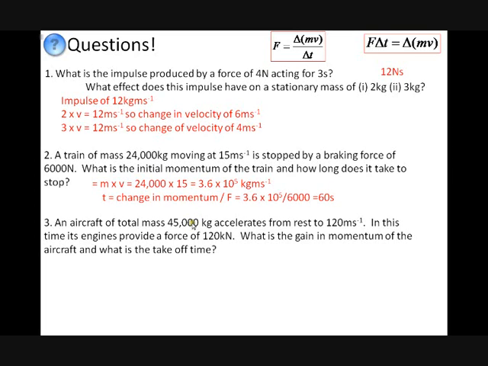An aircraft of total mass 45,000 kilograms accelerates from rest to 120 meters per second. In this time, its engines provide a force of 120 kilonewtons. What's the gain in momentum, and what is the takeoff time, assuming it takes off in this question? The gain in momentum, quite simple, mass times velocity, 45,000 times 120 gives us a gain in momentum of 5.4 times 10 to the 6. Using this rearranged equation, my time is going to be change in momentum divided by the force. So this time it's 5.4 times 10 to the 6 divided by 120,000 gives me a takeoff time of 45 seconds.